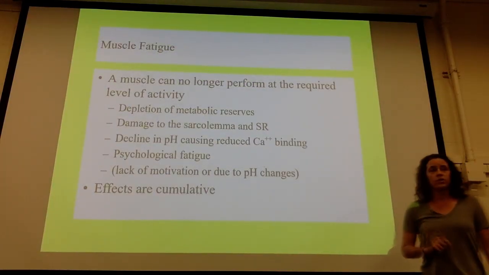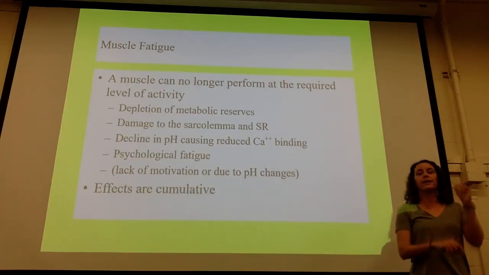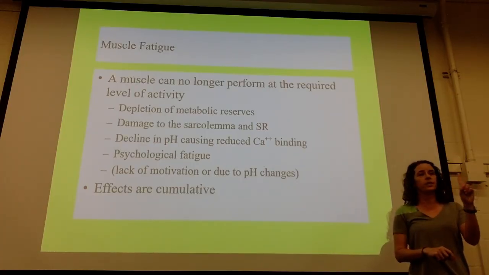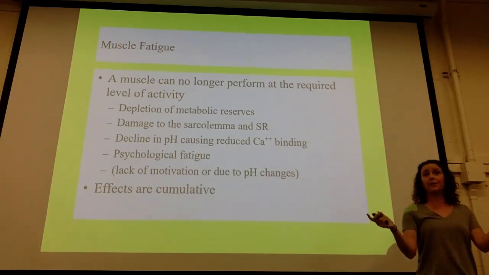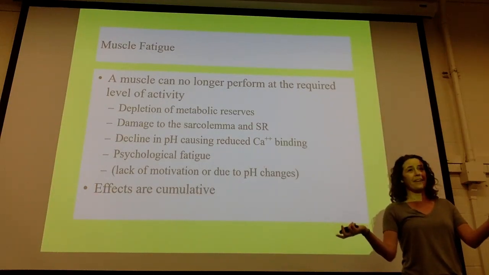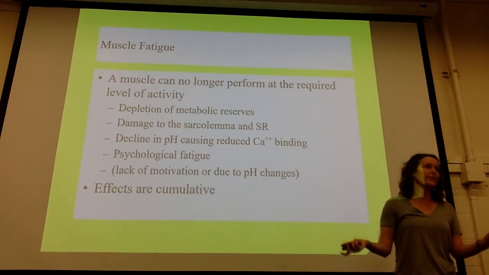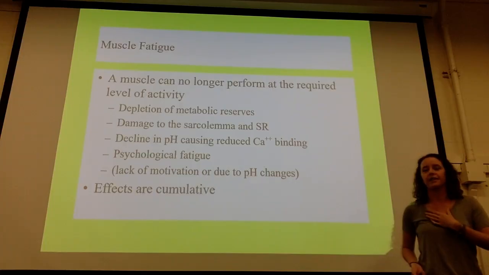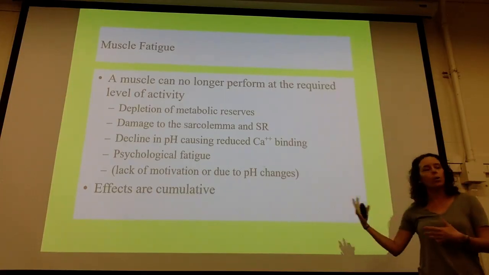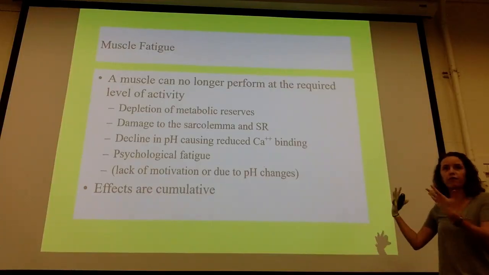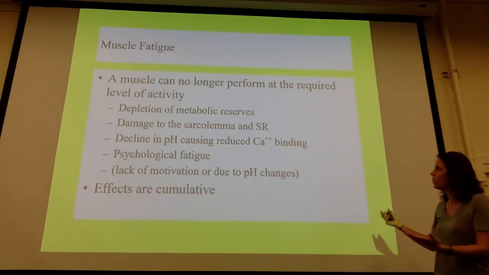Okay, so we know we need central nervous system stimulation, calcium, and energy for muscle contractions. And that should be it, right? We should be able to just go forever if we have those 3 things. No, we know that's not true. We've all felt that feeling of, I am done for. I have done too much. What exactly is happening when we are fatiguing our muscles?